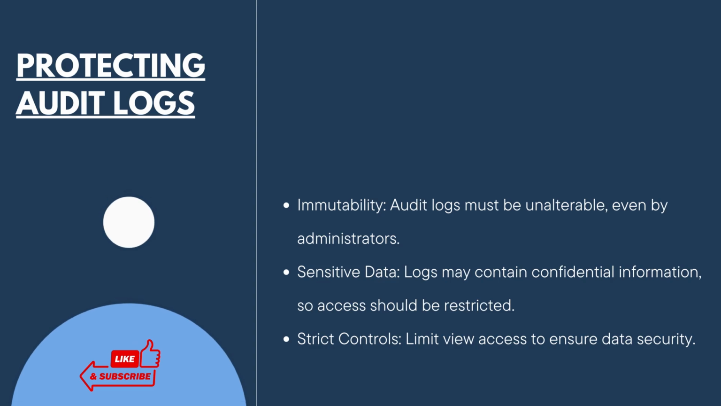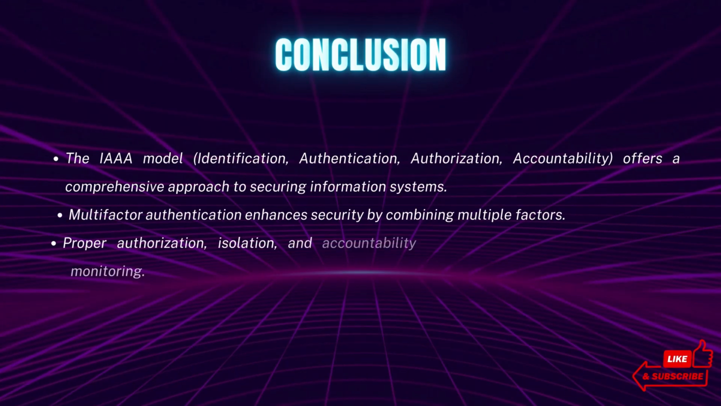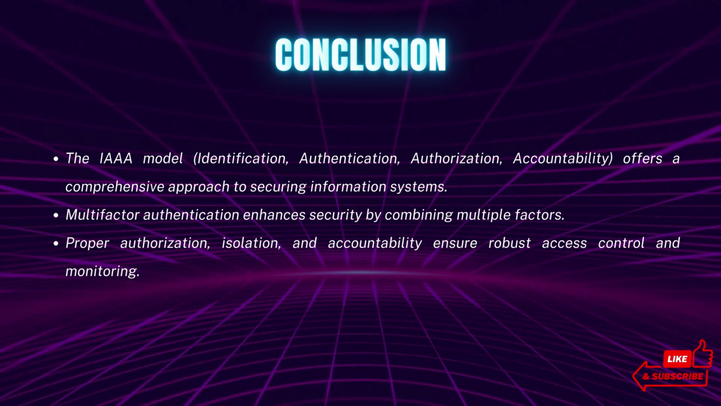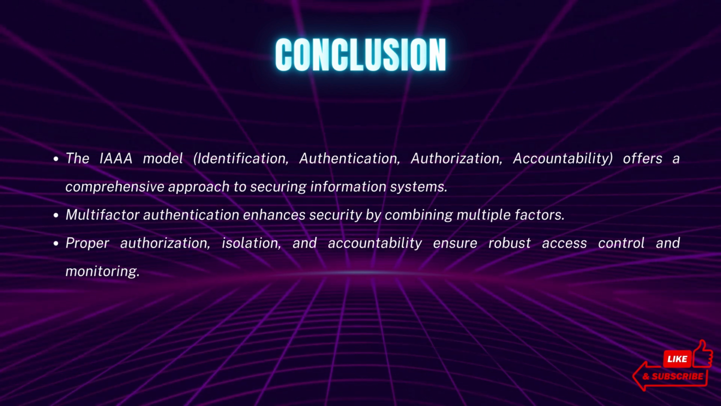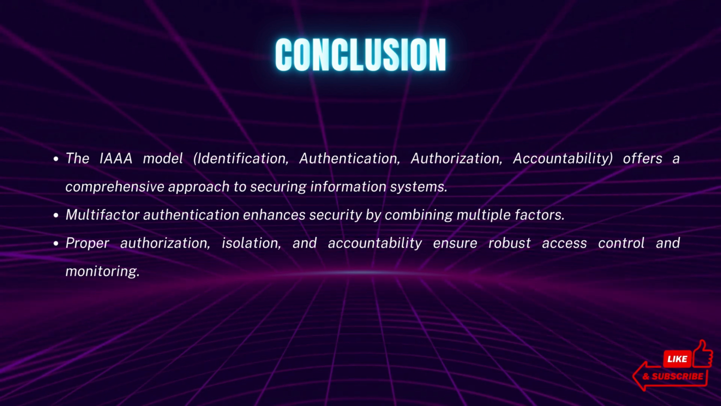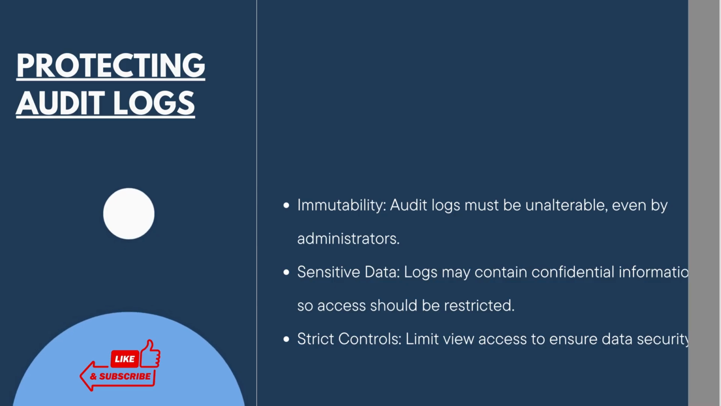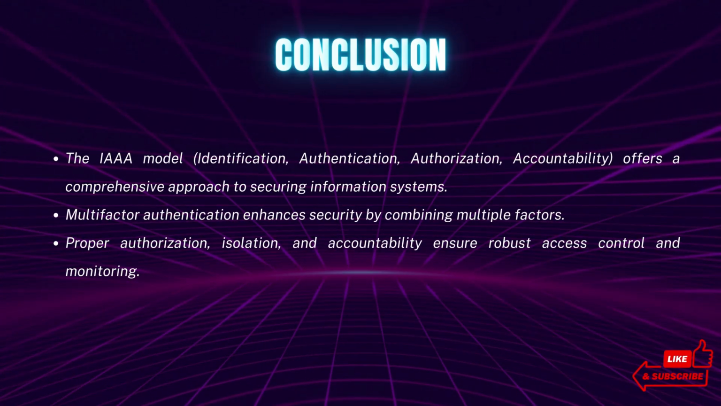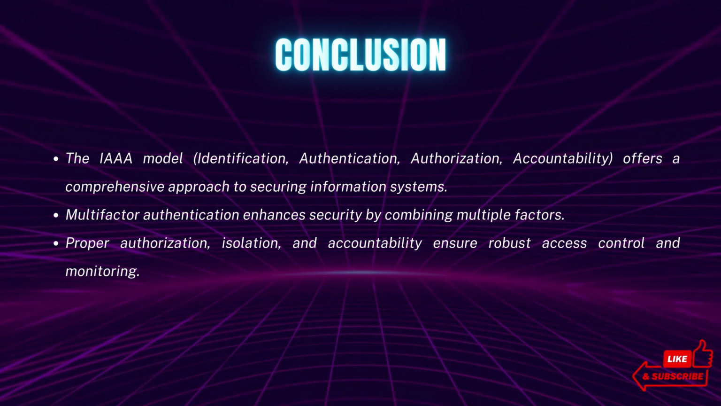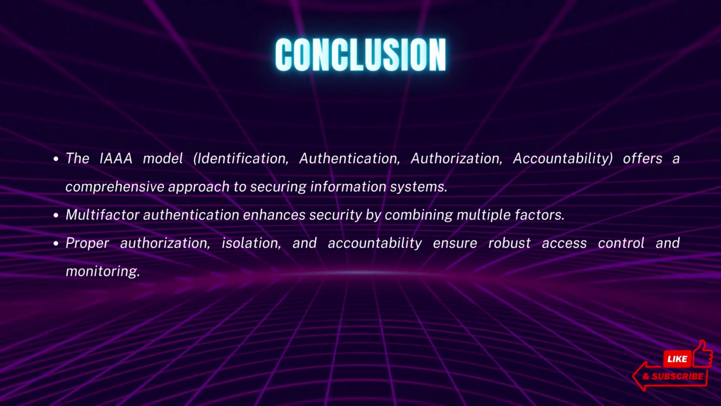Alright, everyone, we've made it to the finish line. Let's tie it all together. The IAAA model, identification, authentication, authorization, and accountability, is like the ultimate playbook for securing information systems. It's got everything you need to lock things down tight. We kicked off with multifactor authentication, stacking up those layers like a security sandwich to make breaches way harder. Then, we dove into authorization, setting the right privileges with least privilege and isolation to keep access in check. And finally, accountability, with those tamper-proof audit logs, ensures we've got eyes on every move.